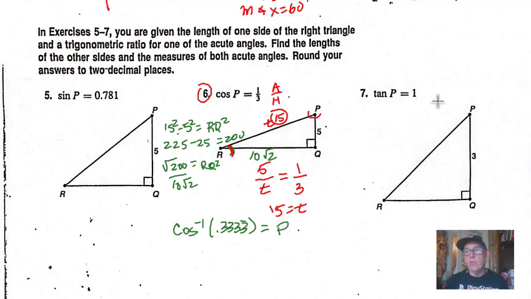Tangent is 1. Now that goes back to our 45, 45, 90 triangle. In a 45, 45, 90, the tangent ratio is 1. That means this must be a 3, and this must be 3 root 2 because we have a 45, 45, 90. If we didn't recognize that, we'd have to think about, okay, tangent is opposite over adjacent. So we're using P, opposite over adjacent.